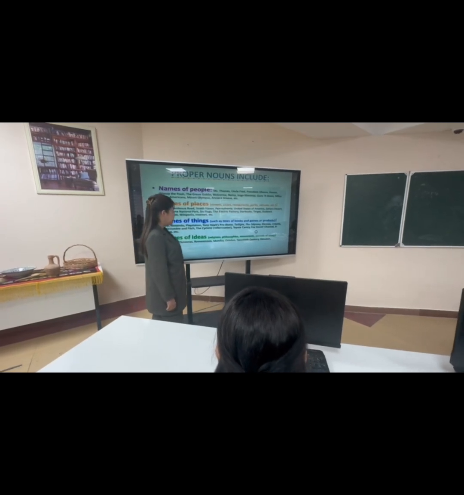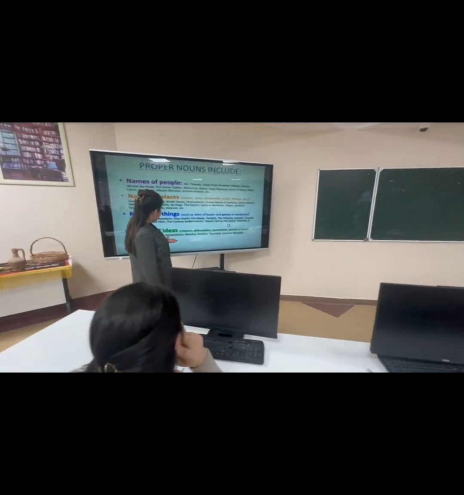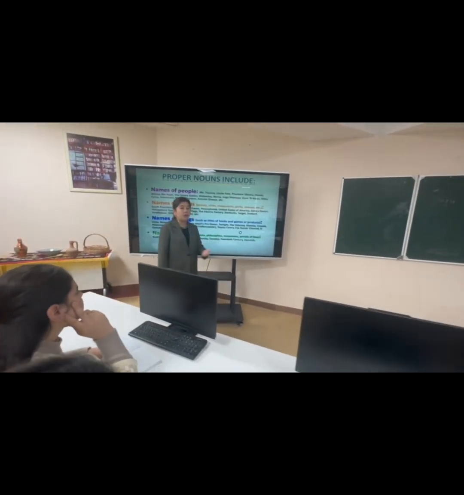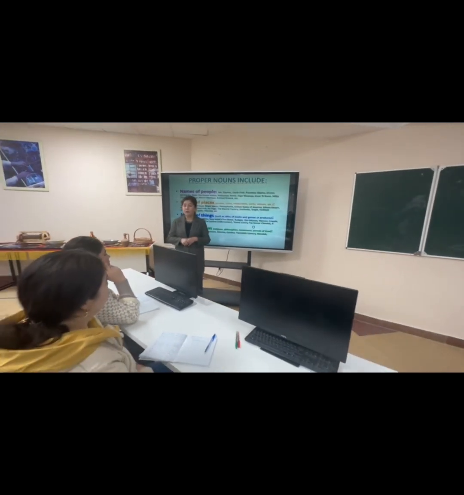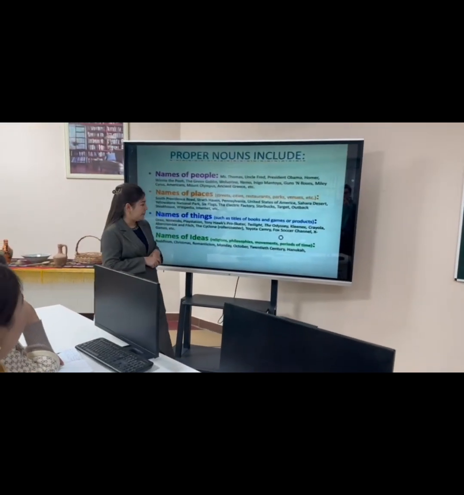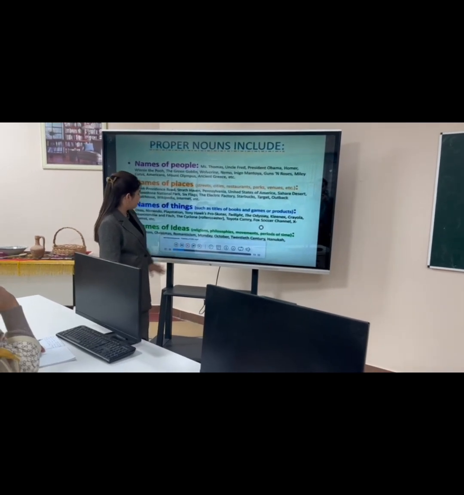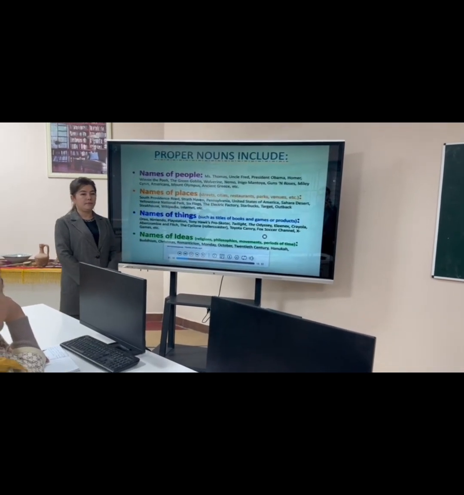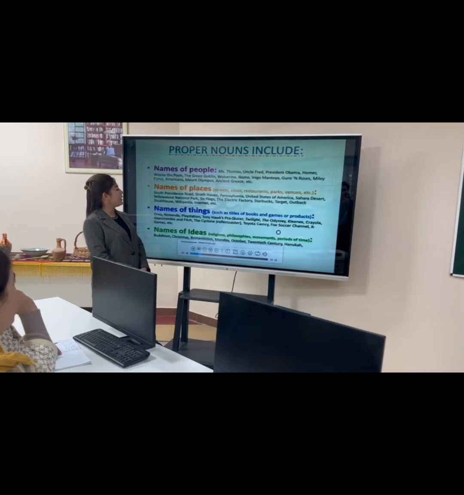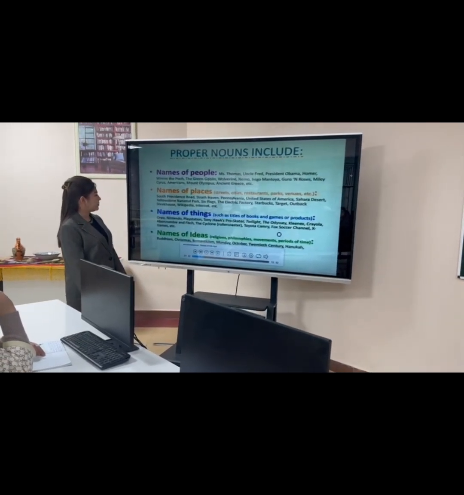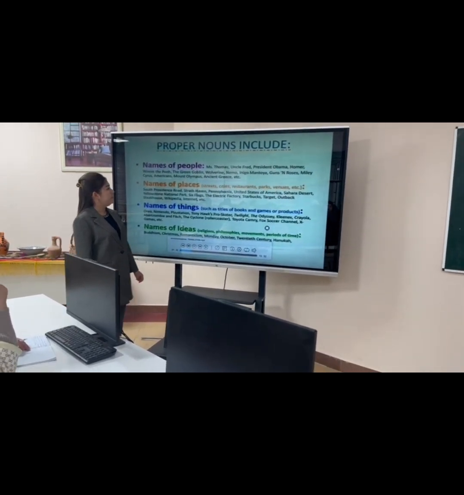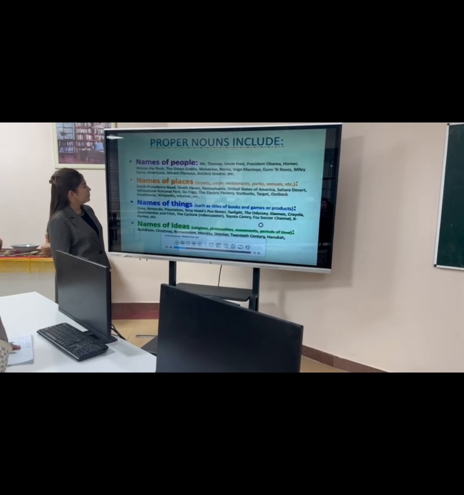Christmas, Romanticism, Monday, October. For example, now February, yeah? February, 20th century. Nouns that we see on the screen: names of the people, as we see Thomas, Uncle Frank; names of places, things and ideas.